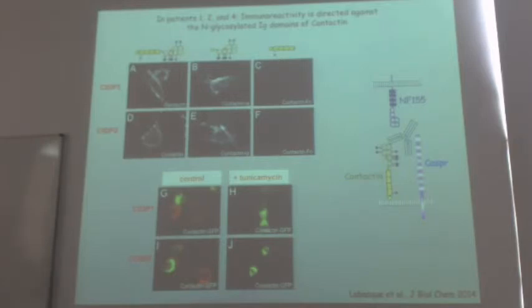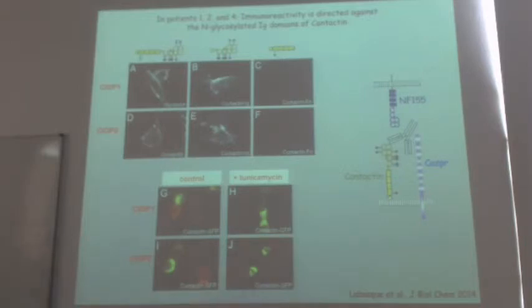Next, cells were treated with tunicamycin to completely prevent N-glycosylation. But it also prevents the export of Contactin at the cell surface. So we did this immunofluorescence staining after fixation and permeabilization, and we observed that the immunostaining was completely abolished after treatment with tunicamycin, meaning that the autoantibodies are directed against the glycosylated form of Contactin and against the immunoglobulin domains.